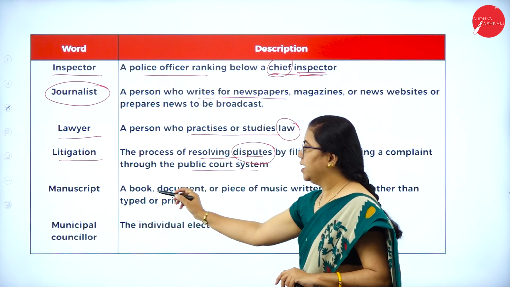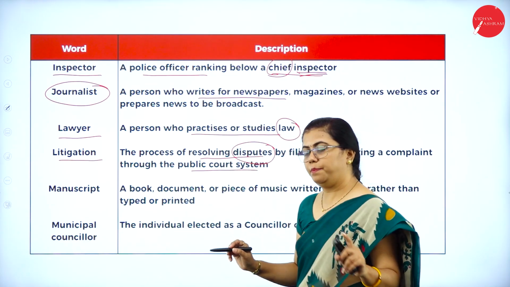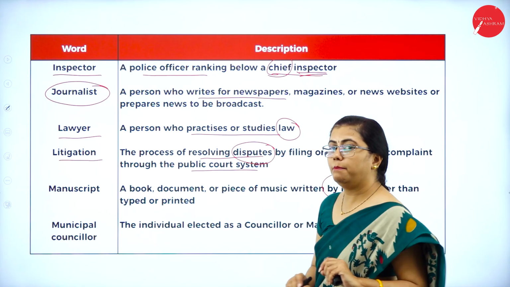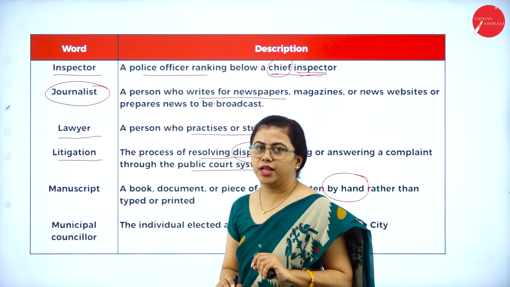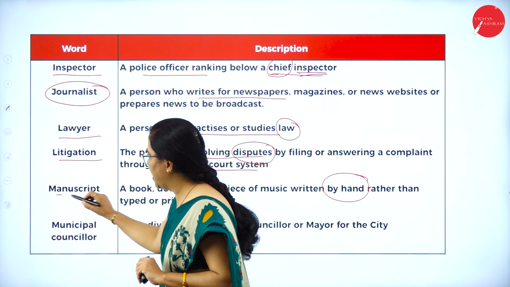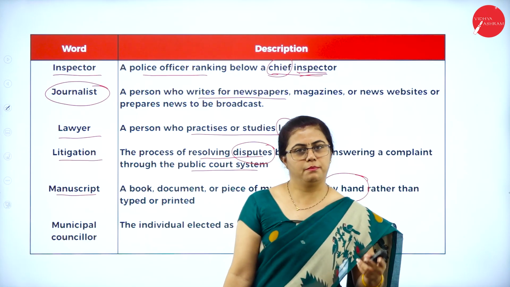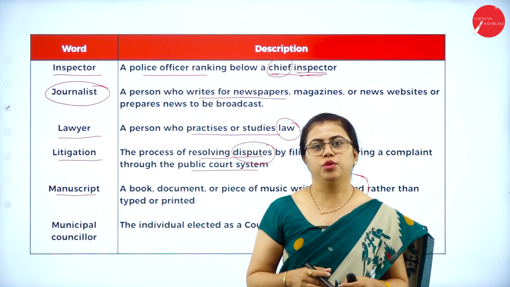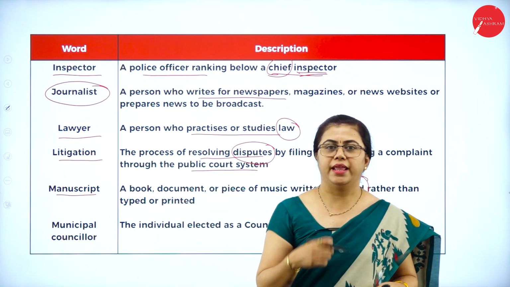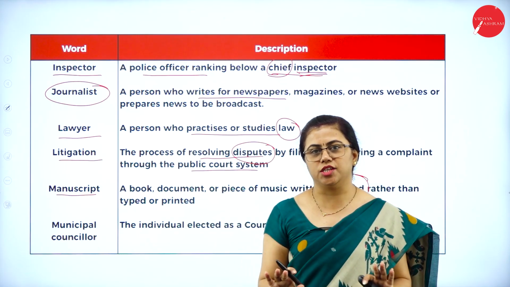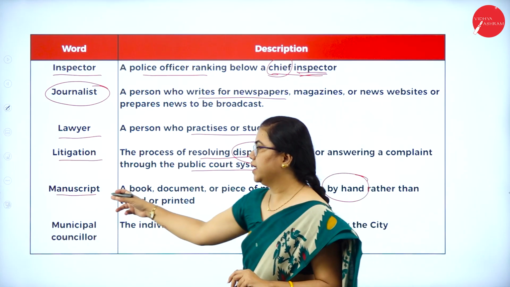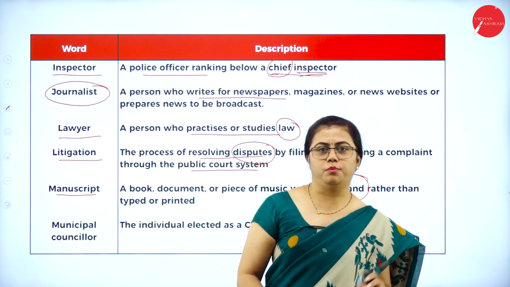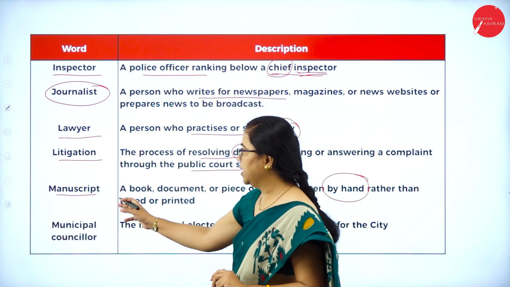Then a book or document or a piece of music written by hand. So written by hand, you should keep it in mind. That is nothing but manuscript. Manuscript, anything is fine. It is easy for you to remember. Just remember the spelling. Manuscript is you write it by hand. That's it. So that much you can keep in mind. So manuscript. Margaya bought the manuscript from Dr. Paul. So this can be a sentence.